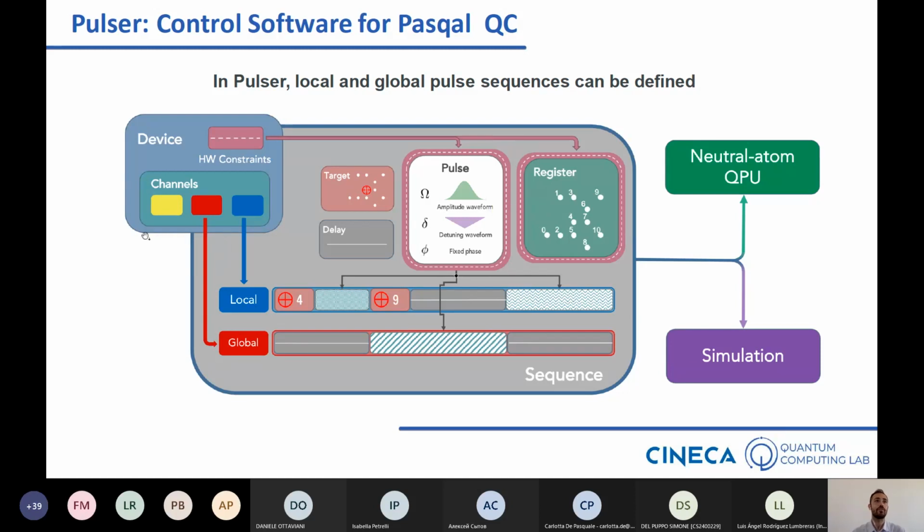So this is the scheme. You have different channels. There are local or global channels. Local ones have a specific target. You define your pulses, you have your register, and then you send this sequence of pulses to the real QPU or to a classical simulator, or emulator.